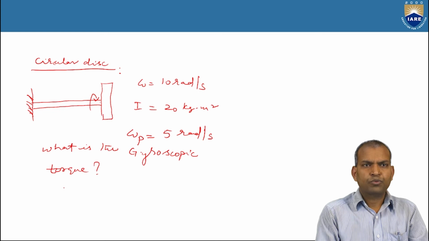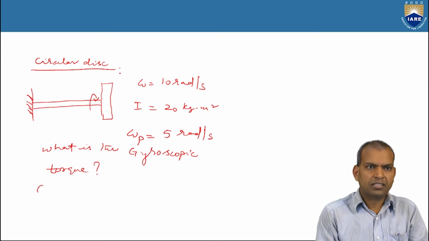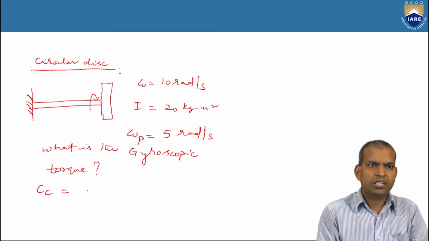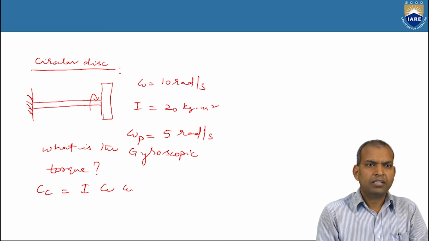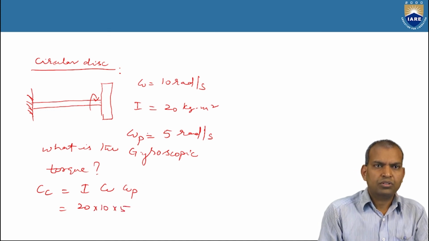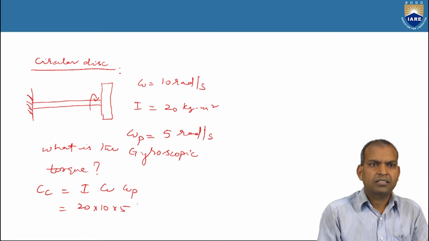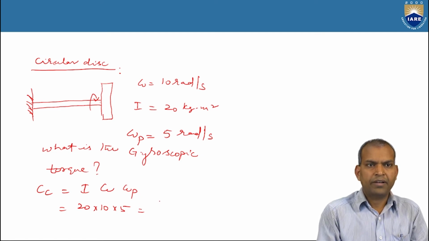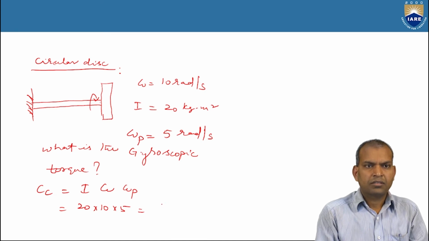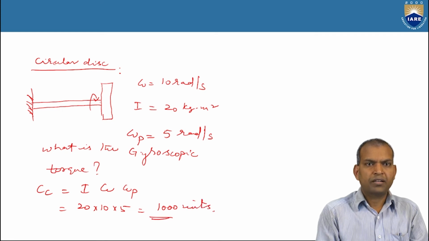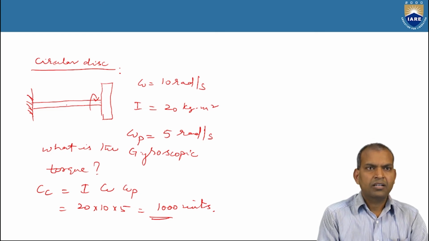It is very simple. Put the formula and get the answer, because everything was given directly. So the gyroscopic torque, or gyroscopic couple, Cc equals I times omega p. Now I equals 20 kg meter square, 10 into 5. So if we know these values directly, we can get it. This is 200 times 5, that is 1000 units. Gyroscopic couple. Thus, we will calculate the gyroscopic effect, gyroscopic torque on a circular disc.